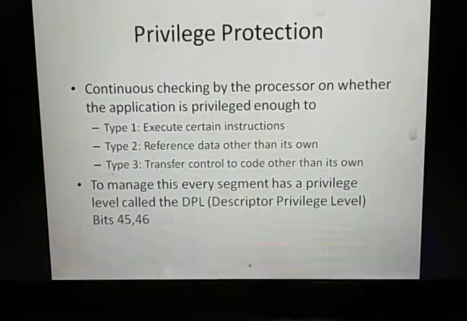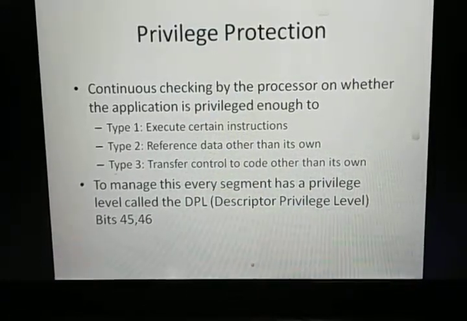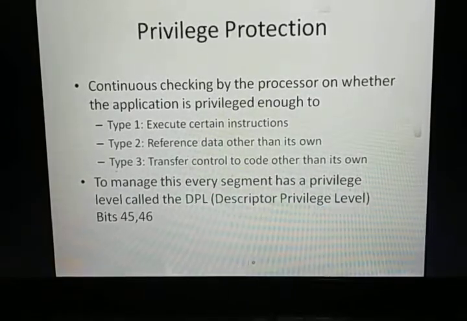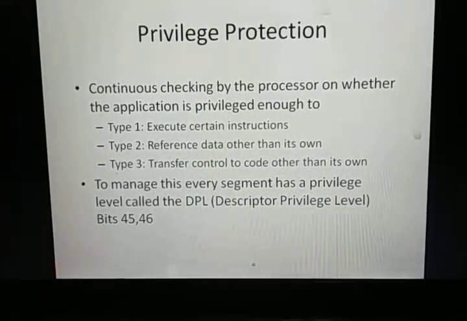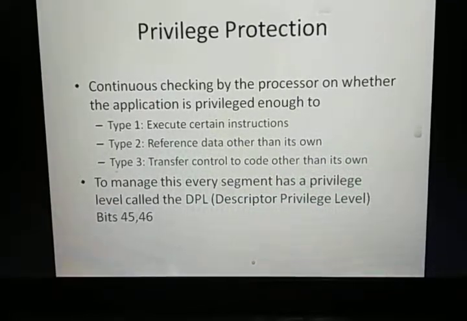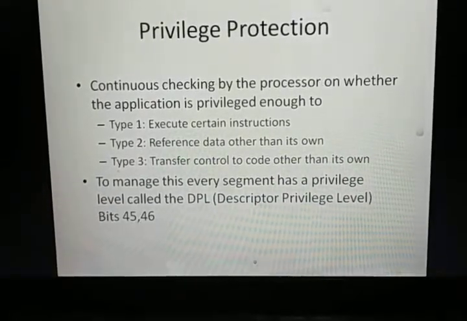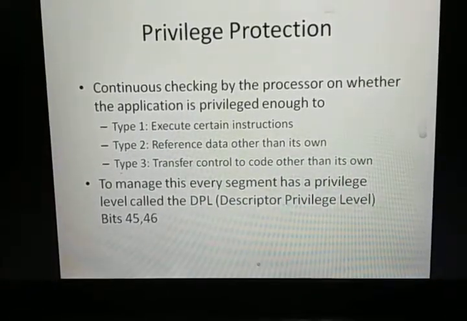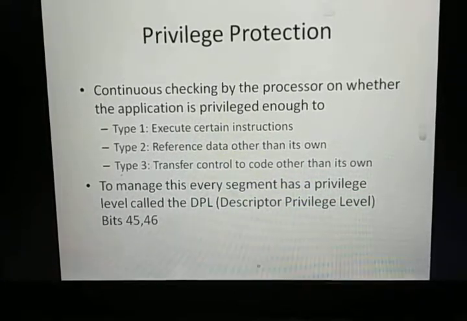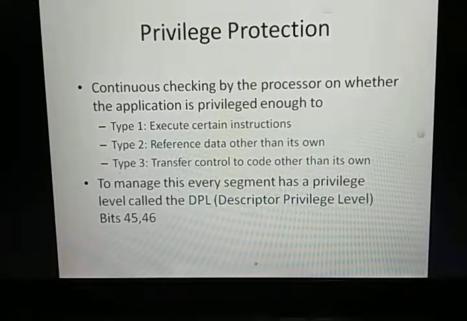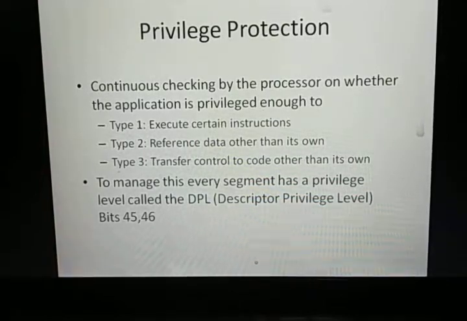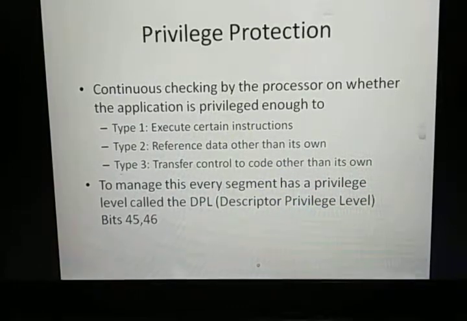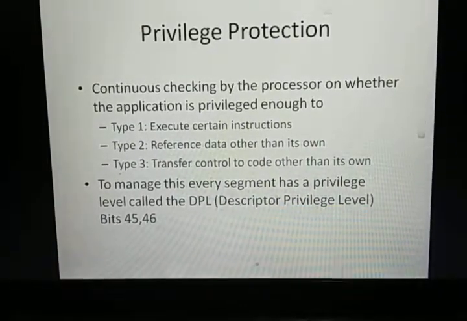Here you can see the type 1, type 2 and type 3 checks. When you execute certain types of instructions, the processor will check the privilege level. The same applies to referencing data other than its own, or transferring control to code other than its own. If you transfer control from one code section to another, the privilege level is checked, to determine whether we can transfer control from one code section to another or not, and whether we can execute certain instructions or not.